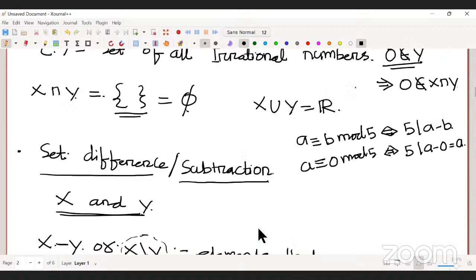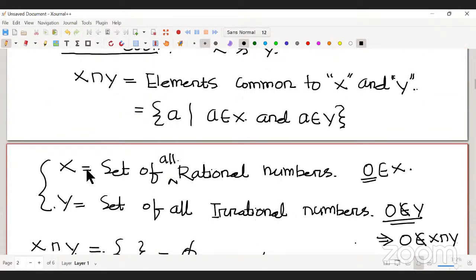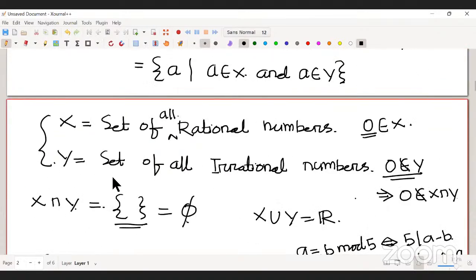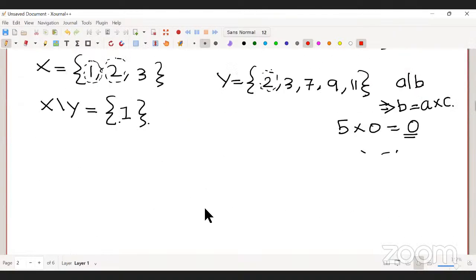Okay, so what about this one? In this case, what is X difference Y? For this example, what is X difference Y? It can be the empty set, sir. Why empty set? No, sir, it's rational numbers. All rational numbers. Please, I'm getting a lot of noise. So, sir, all the rational numbers. Correct. The answer is actually all the rational numbers.